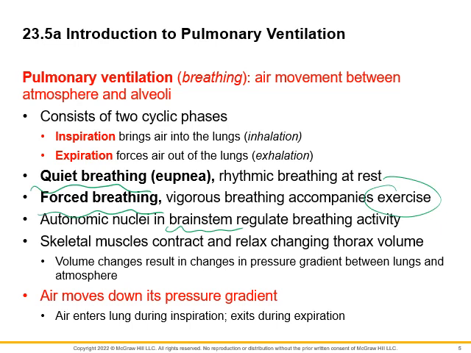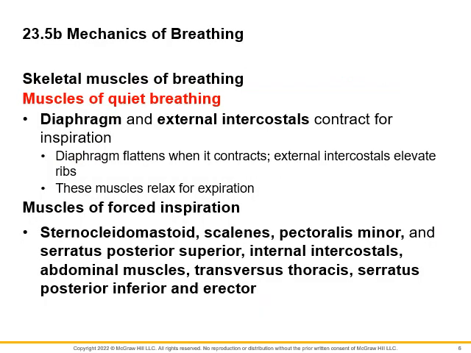Skeletal muscles have to contract. They have to change the thoracic volume in order for air to flow in. So we're going to talk a little bit more about that. They're basically saying volume changes are going to result in pressure changes, and air is going to move down its pressure gradient. So we're going to see diffusion, and we're going to talk about moving air from high to low concentrations.